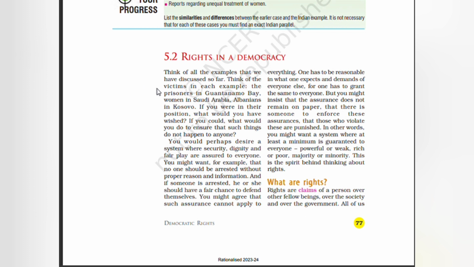Rights in a democracy. Think of all the examples that we have discussed so far. Think of the victims in each example: the prisoners in Guantanamo Bay, women in Saudi Arabia, Albanians in Kosovo. If you were in their position, what would you have wished? If you could, what would you do to ensure that such things do not happen to anyone? You would perhaps desire a system where security, dignity, and fair play are assured to everyone.